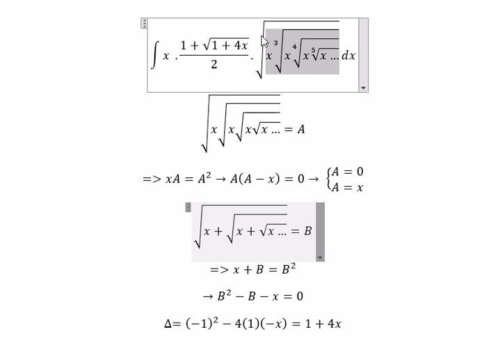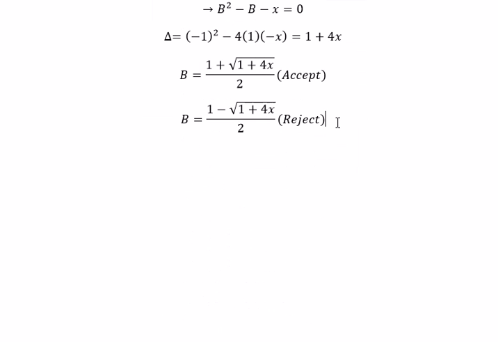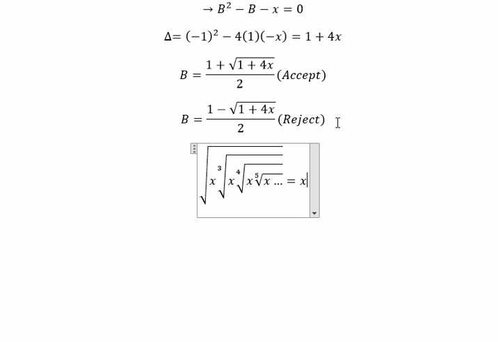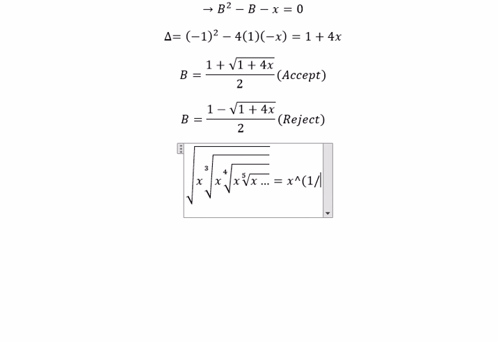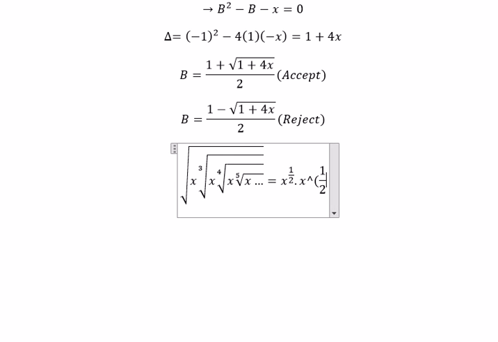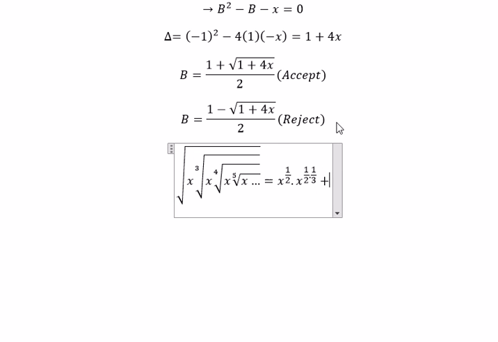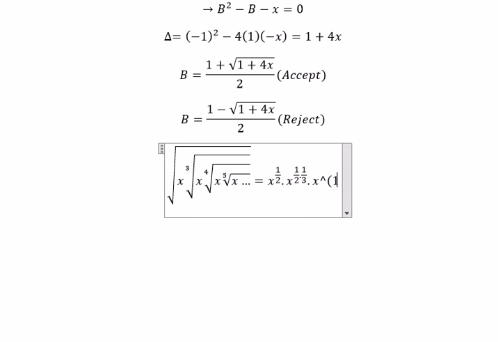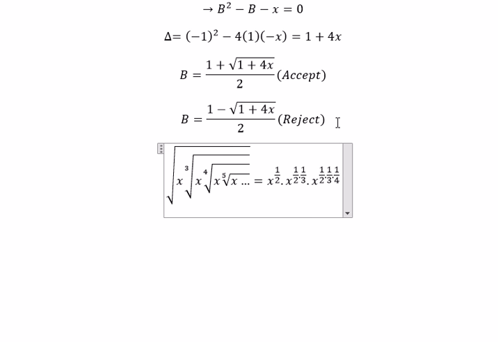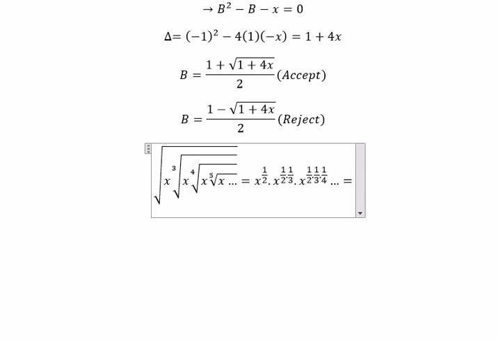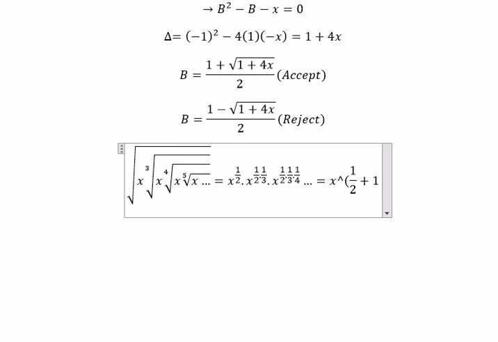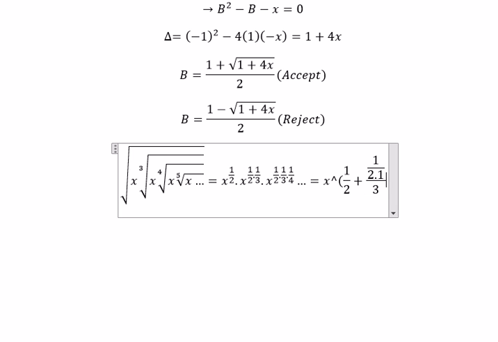And the last one, we know that this one we can put as s to the power of 1 over 2. Later we have s multiplied with 1 over 2 multiplied with 1 over 3, and so on. And we can put s to the power of 1 over 2 plus 1 over 2 multiplied by 1 over 3.